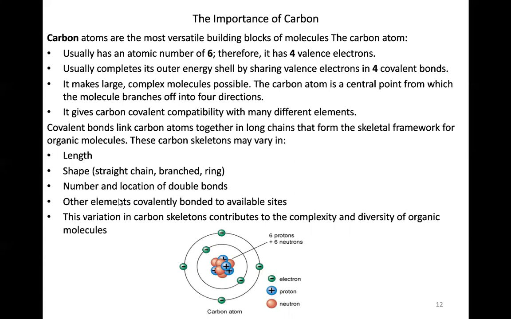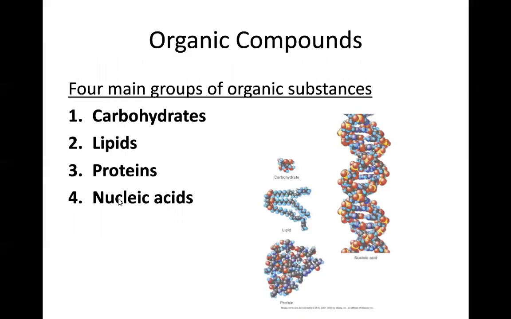And that carbon skeleton can vary in things like length, shape, like straight chain, branched, rings, number and location of double bonds, and other things like those functional groups that we just talked about bonded to available sites. So this variation in carbon skeletons contributes to the complexity and diversity of our organic molecules. So let's get into them.